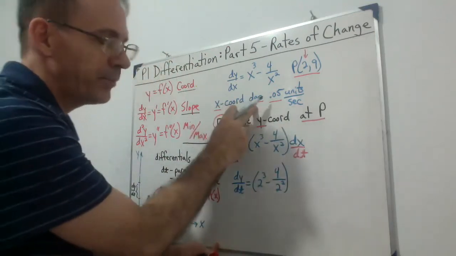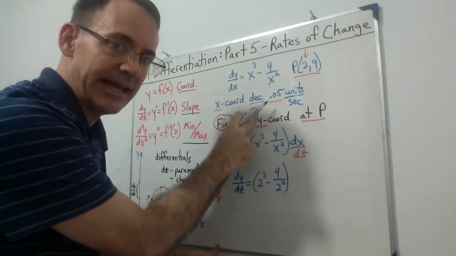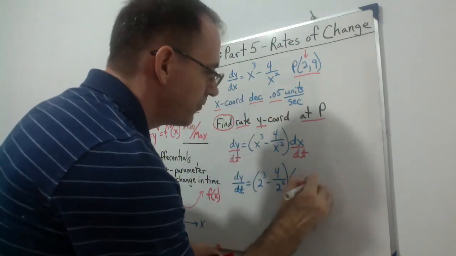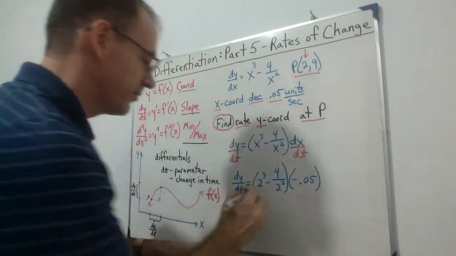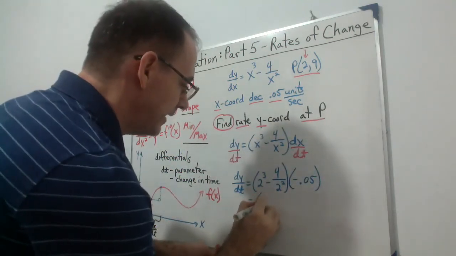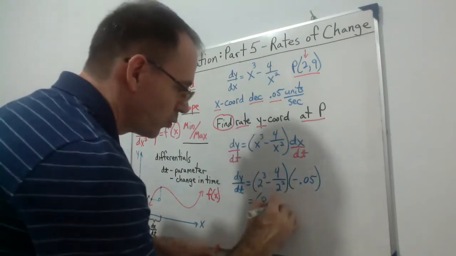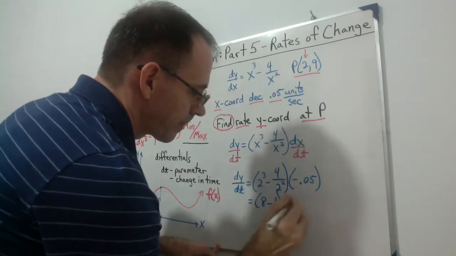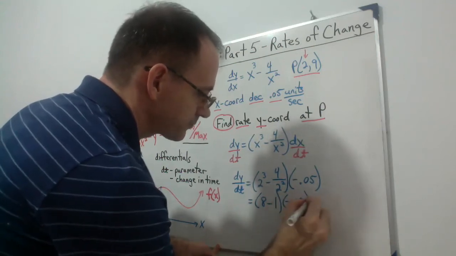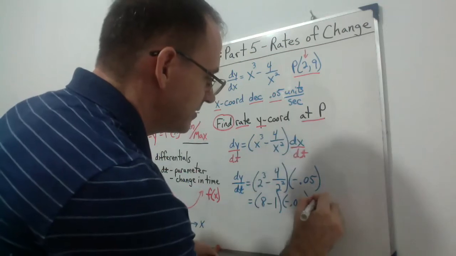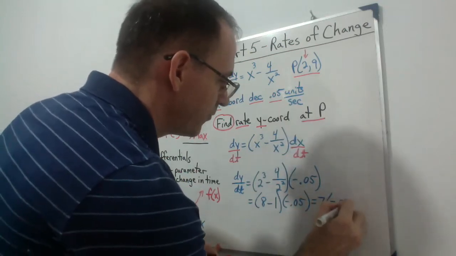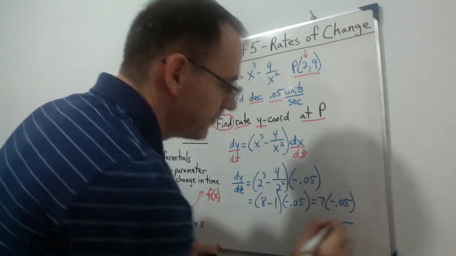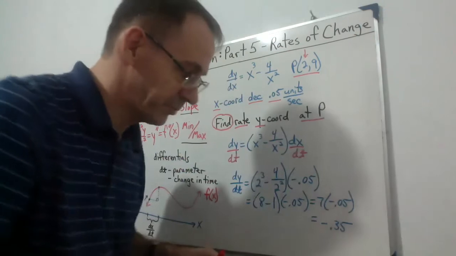dx/dt. Now remember, it's decreasing. That means it's a negative. So times a negative 0.05. And so this becomes 8 minus 4 over 4 is 1 times a negative 0.05, which equals 7 times a negative 0.05, which is a negative 0.35. 5 times 7 is 35 with 2 decimal places.